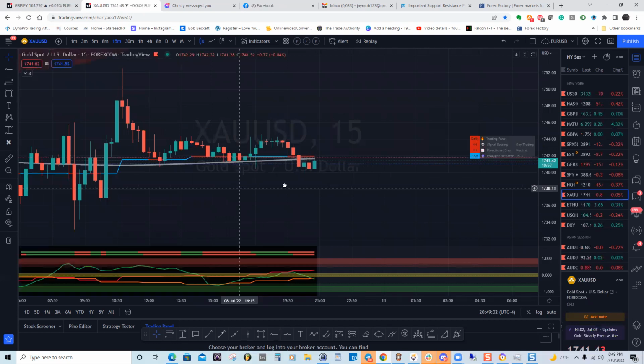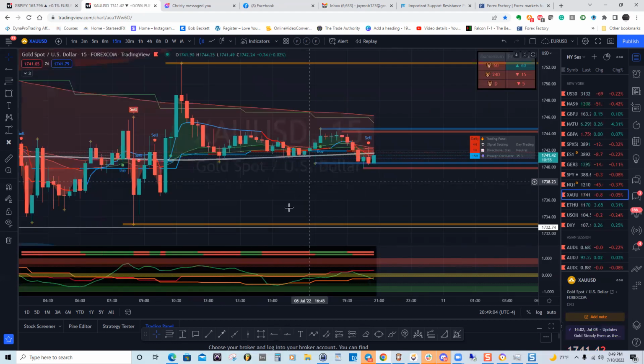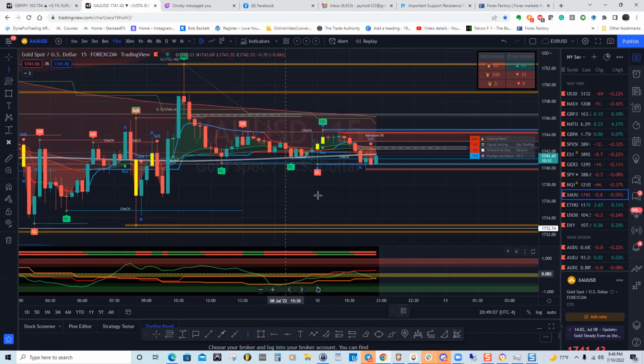Same with gold. Same exact thing. Opened up at 6 o'clock, right? It's right here. And what's the lower part of this?